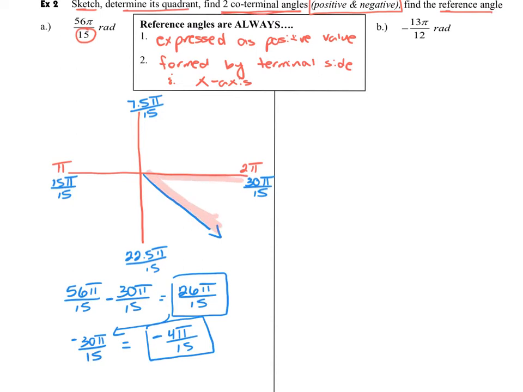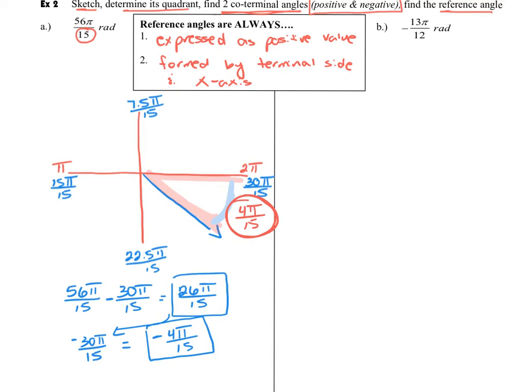So what we're thinking about is how many more radians are between the 26 pi over 15 and the 30 pi over 15. So we're just thinking we've rotated around 26 pi over 15. How much more should we go? Oh, we're going to go another 4 pi over 15. This is going to be a really important idea later.